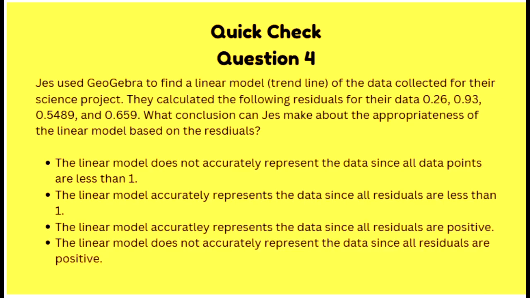Quick check question number 4. Jess used GeoGebra to find a linear model trend line of the data collected for their science project. They calculated the following residuals for their data: 0.26, 0.93, 0.5489, and 0.659. What conclusion can Jess make about the appropriateness of the linear model based on the residuals? Read through these and figure it out. You can do it. Okay.